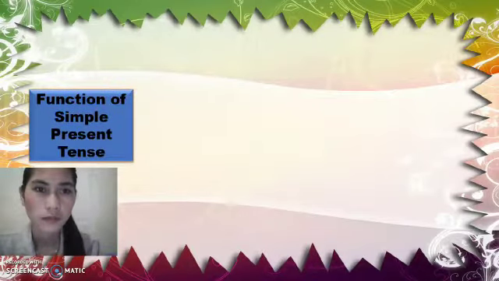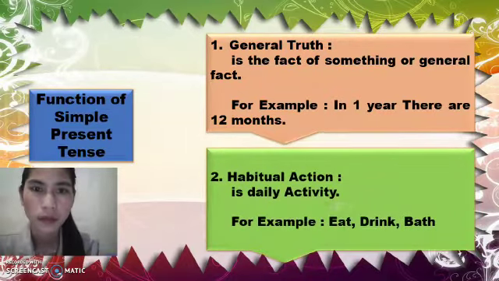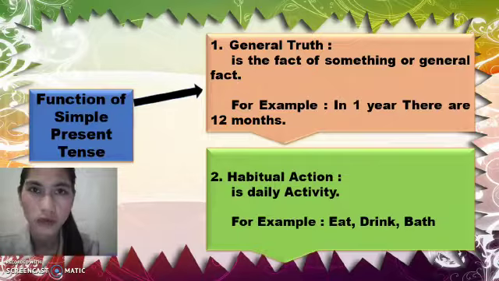And next is function of simple present tense. There are two. The first is general truth. As we know, general truth is the fact of something or general of facts. For example, in one year there are 12 months. There is one we can find in our life, or one of general facts.